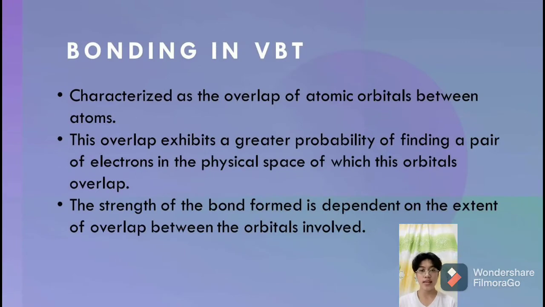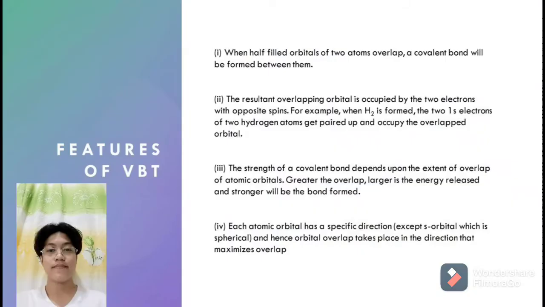So again, bonding in VBT is described as the overlap of these atomic orbitals, and in the overlapping space of these orbitals, the probability of finding a pair of electrons would be greater.